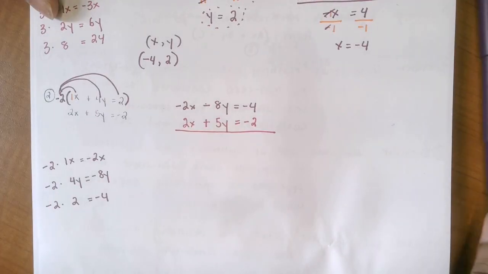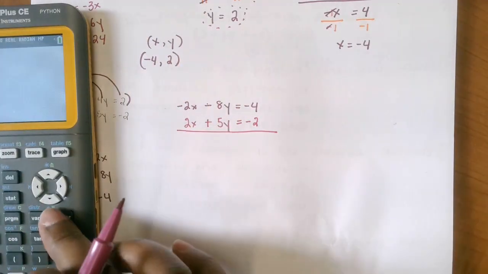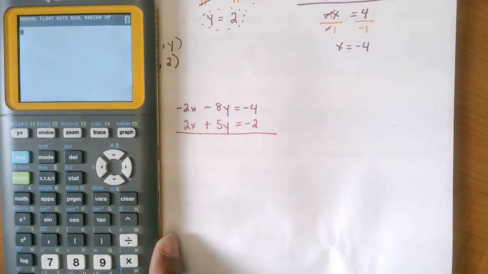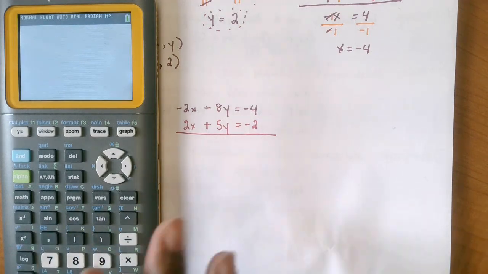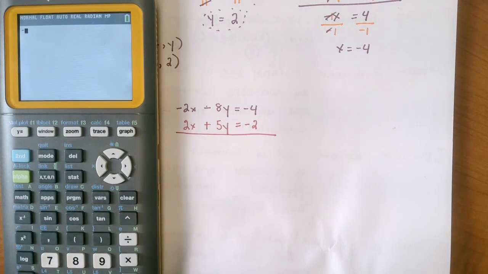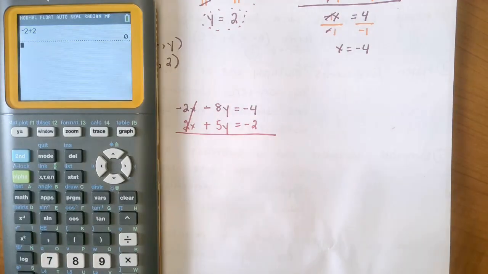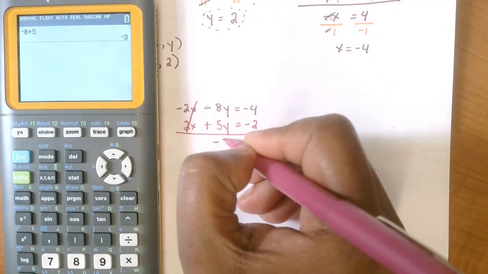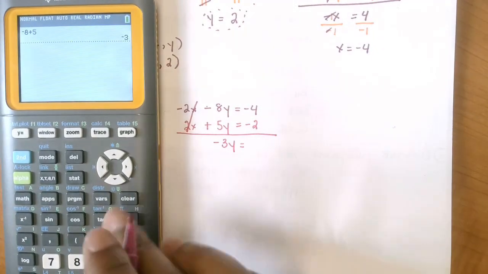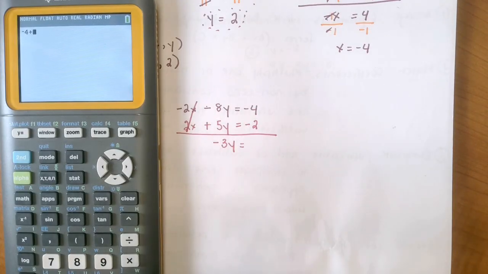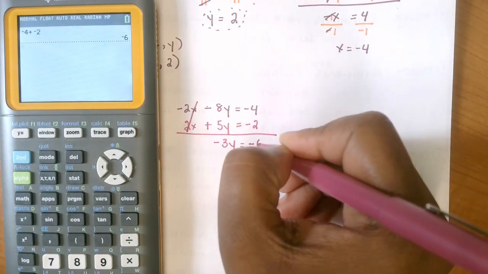So off of it, once we look at it, we know what to cancel. However, if you don't know what to cancel, let the calculator be your best friend. So negative 2 plus 2 is 0. So we know we're canceling our x, solving for our y. Then we say negative 8 plus 5 is negative 3y, equal to negative 4 plus negative 2 is negative 6.